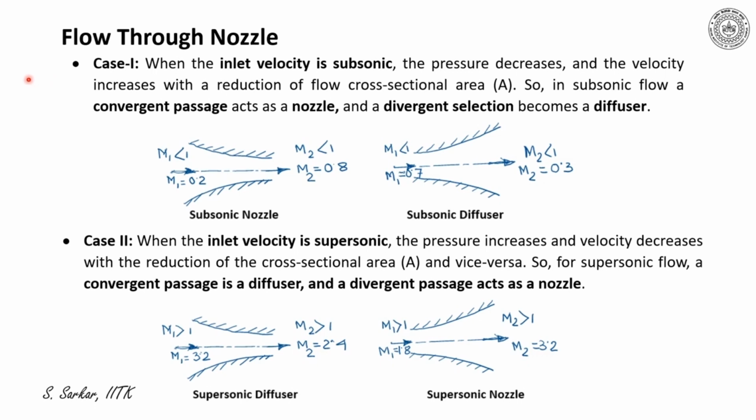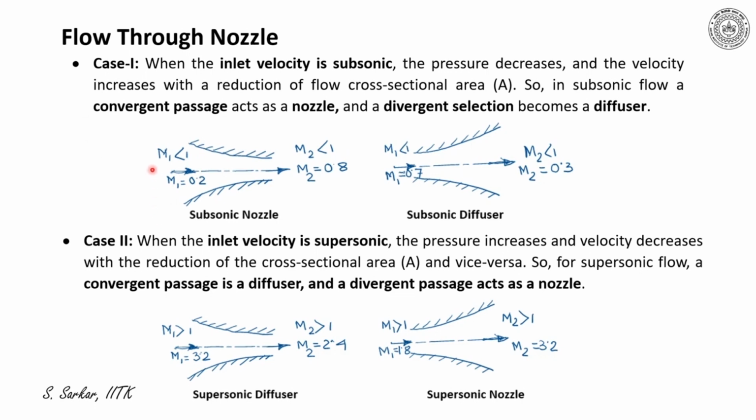Case 1, when the inlet velocity is subsonic, the pressure decreases and velocity increases with reduction of flow area, and vice versa. So, in a subsonic flow, a convergent passage acts as a nozzle, while a divergent section acts as a diffuser. Please note the figure here.